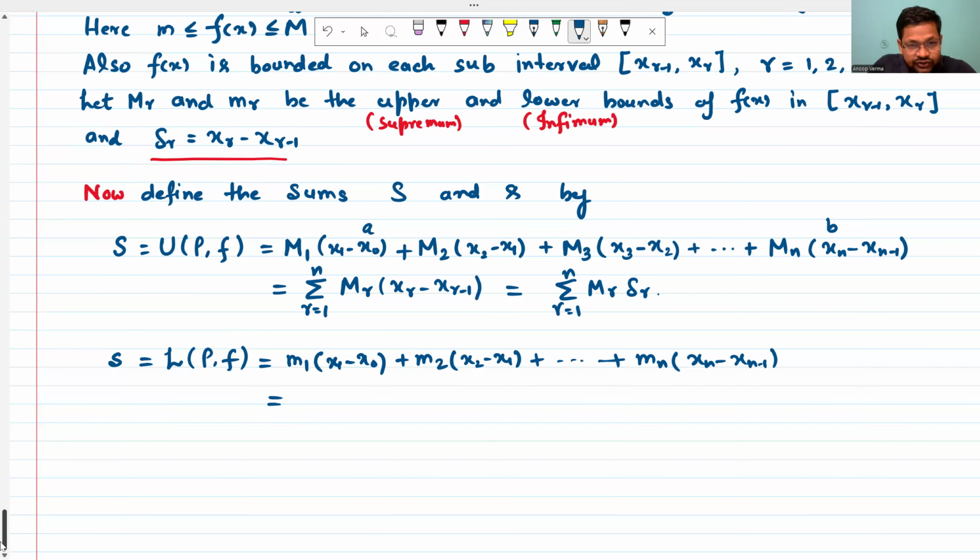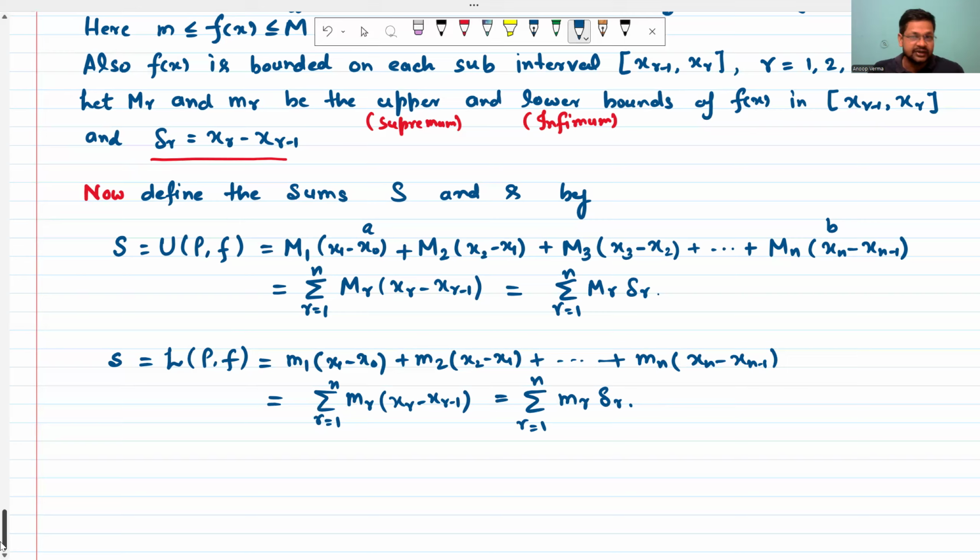So this is actually summation r equals 1 to n of small mr times xr minus xr minus 1. You can just write summation r equals 1 to n, small mr into delta. Here delta is defined to be the length of the interval.